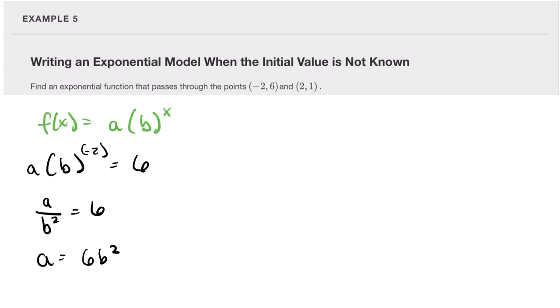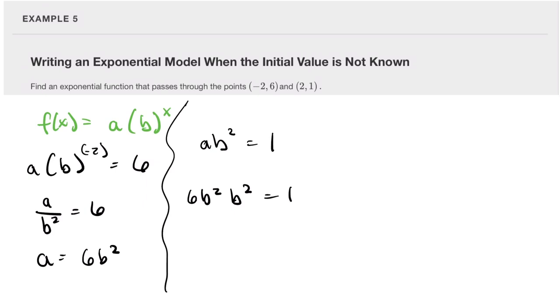Okay, and then the second piece of information we're given, when x is 2, y is 1. So a times b squared, when x is 2, the corresponding y is 1. We have an expression for a, so we're just going to substitute that in. So then we have 6b squared times b squared equals 1. Okay. So then b to the 4 equals 1 over 6.